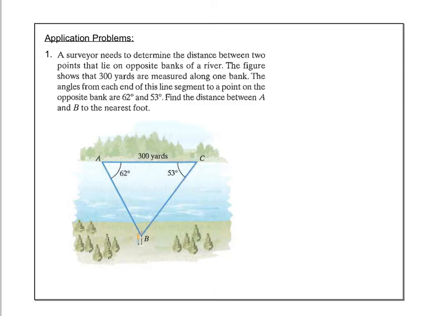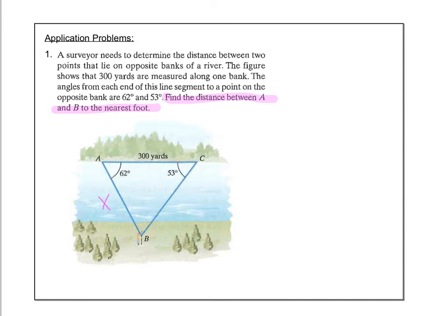So we have a surveyor needs to determine the distance between 2 points that lie on the opposite banks of a river. The figure shows that 300 yards are measured along one bank. The angles from each end of the segment to a point on the opposite bank are 62 degrees and 53 degrees. Find the distance between A and B to the nearest foot. So that's our question right there. So you need to go to the picture and find A and B and call that distance X.